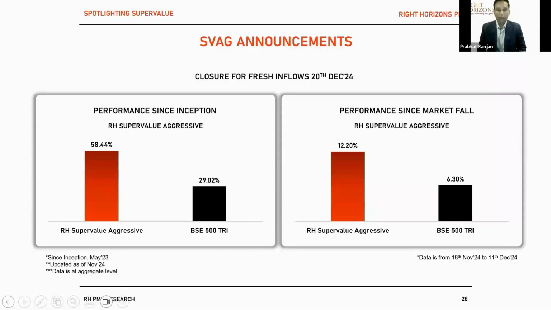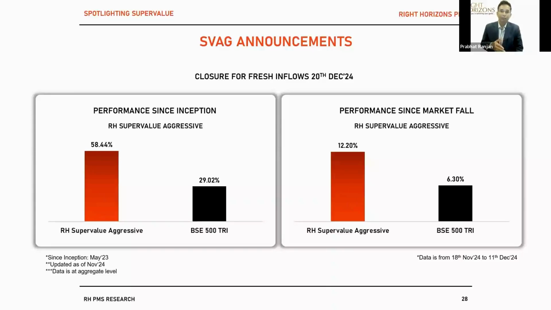So, we have reopened the scheme Super Value Aggressive again for further subscription. Just to give a quick background, we launched Super Value Aggressive in March 2023 when the valuations were quite beaten down, and we had spent close to 1 year discussing and researching ideas from the small and mid cap side. We felt that at that point of time the valuations were quite lucrative. So we opened the scheme Super Value Aggressive, which is an aggressive version of the Super Value scheme.